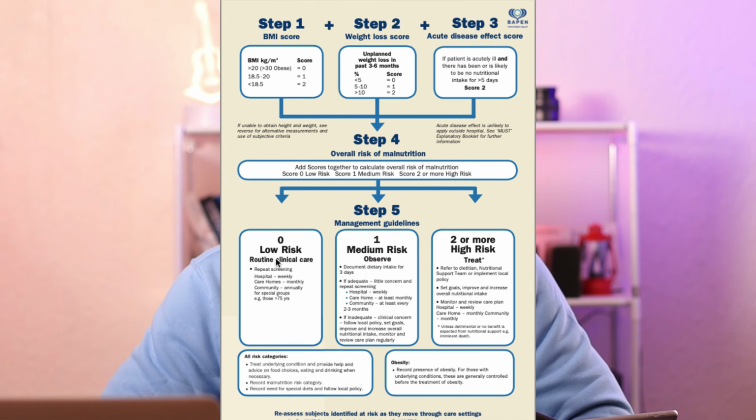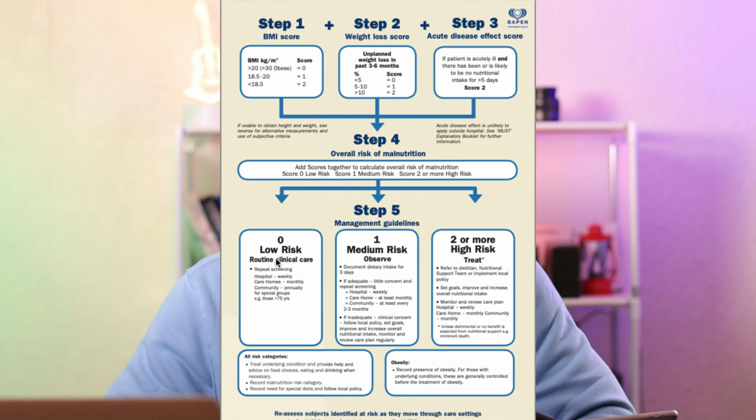Now that you've gotten the score, you can go back to this particular document that you are seeing on your screen, right? So we have step 4. Now you've calculated it. Let's assume the score was 0. If the score is 0, then we have what we call the low risk, which there are instructions of what to do. If the patient is at low risk, then you have to repeat the screening.